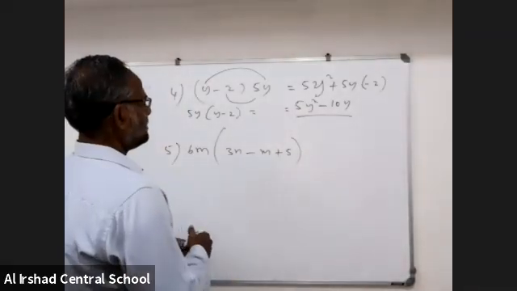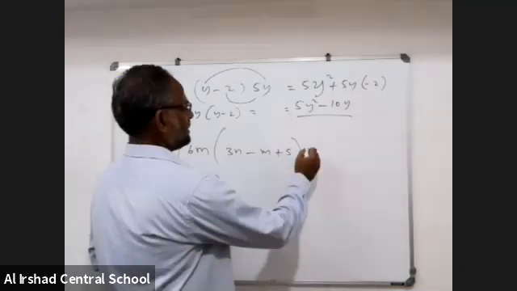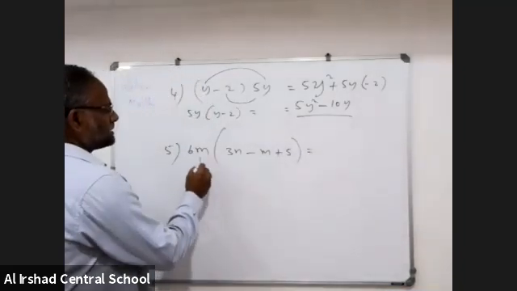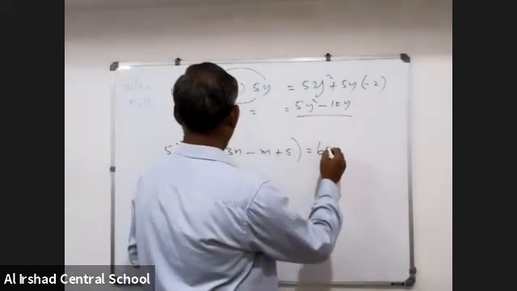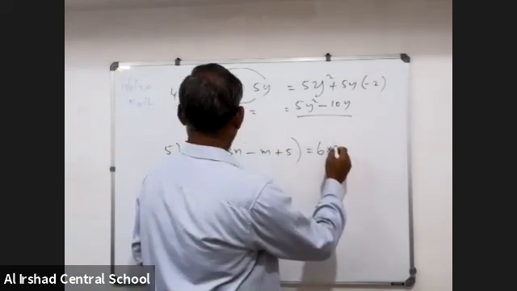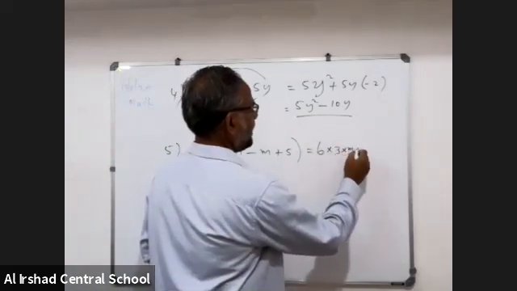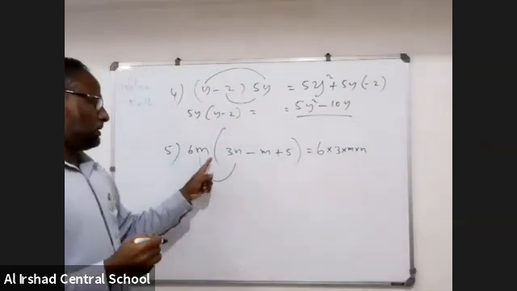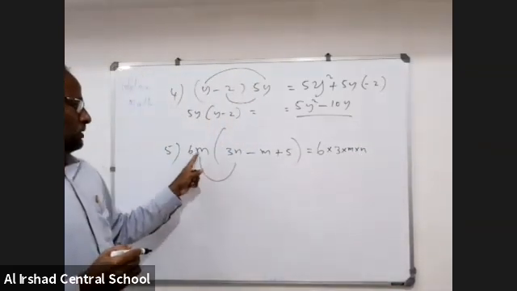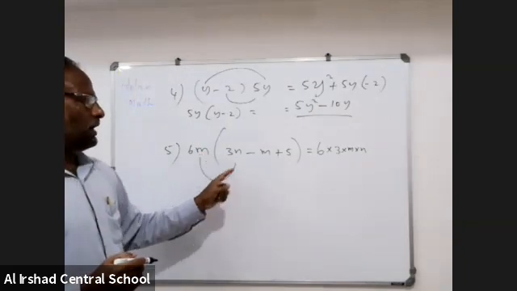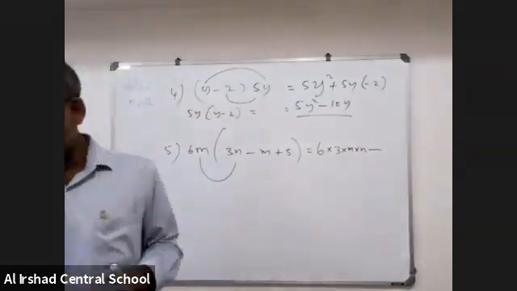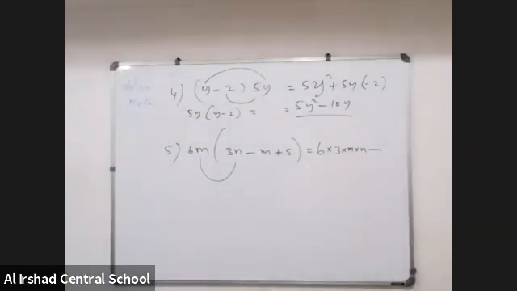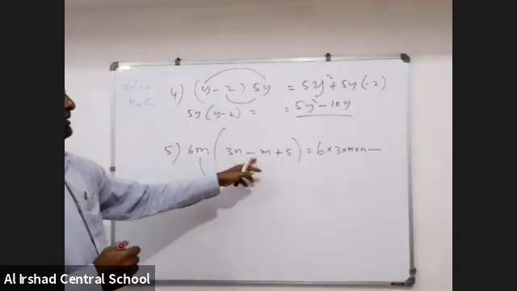So listen here. We can open the bracket. Again, 6m into 3n. All of you write there: 6m into 3n, 6 into 3 into m into n. Now minus. Complete the work because of this minus.